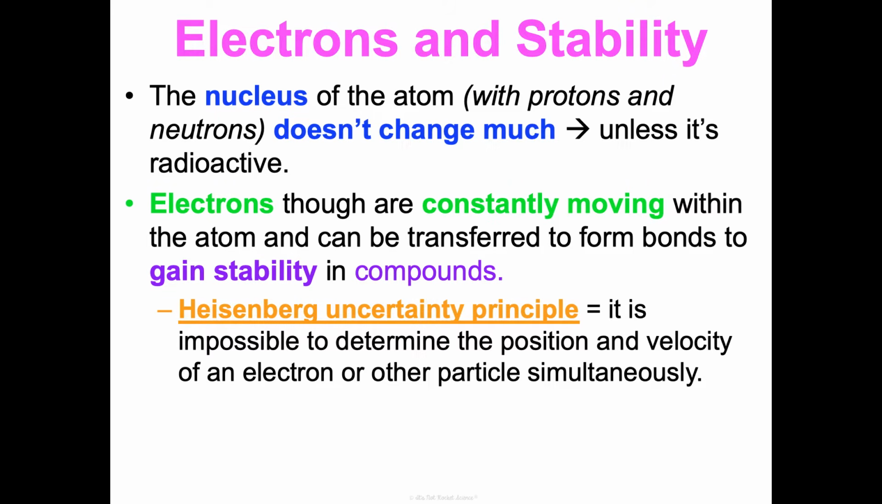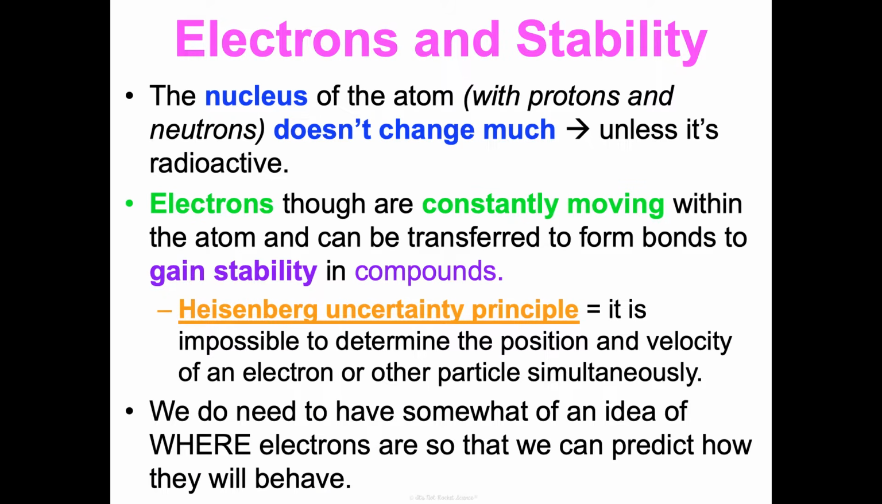It is impossible to determine the position and the velocity of an electron or another particle simultaneously. There's just too much chaos going on here. But we do need to have somewhat of an idea of where electrons are in general so that we can predict how they will behave. Because again, their behavior, their properties, how they're going to act is going to be so that they can garner some stability. That's what they're typically going to do. They want to be stable. And so we want to know where the electrons are because electrons impact stability.